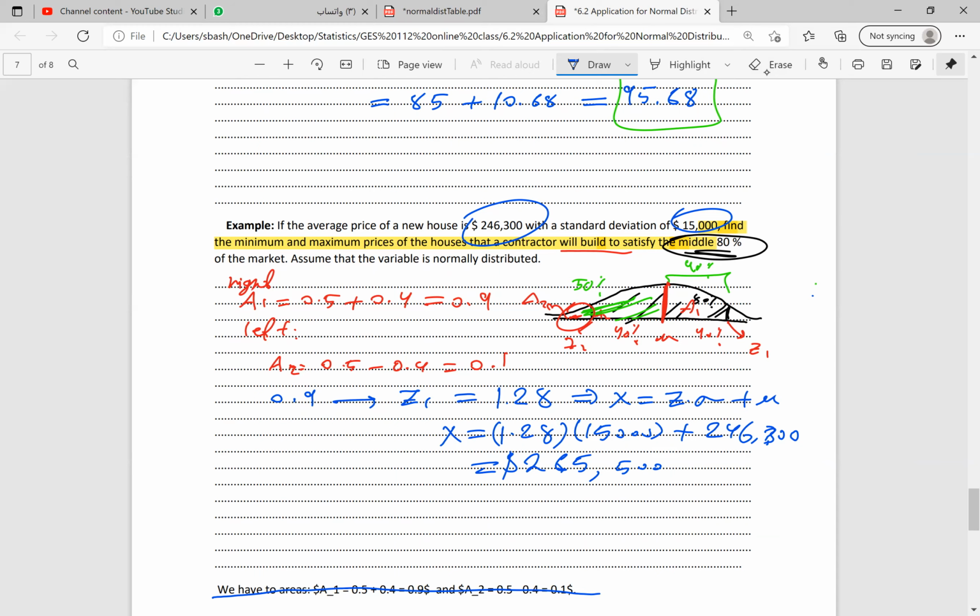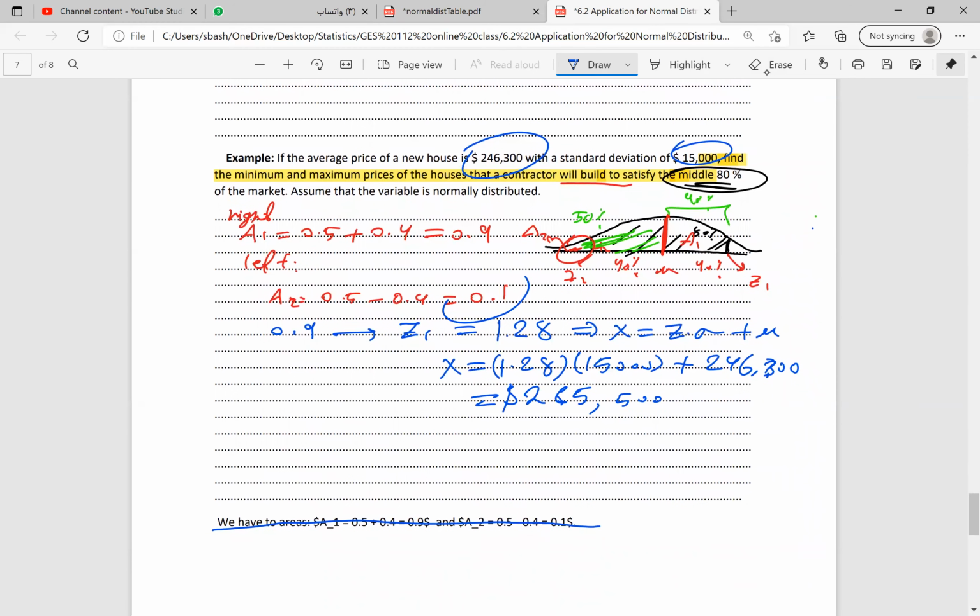Now for the second one, which is 0.1, I also need to find the Z-score for this one. That will be Z2. But since it is to the left, for sure, I will have a negative. This will be negative in this case.